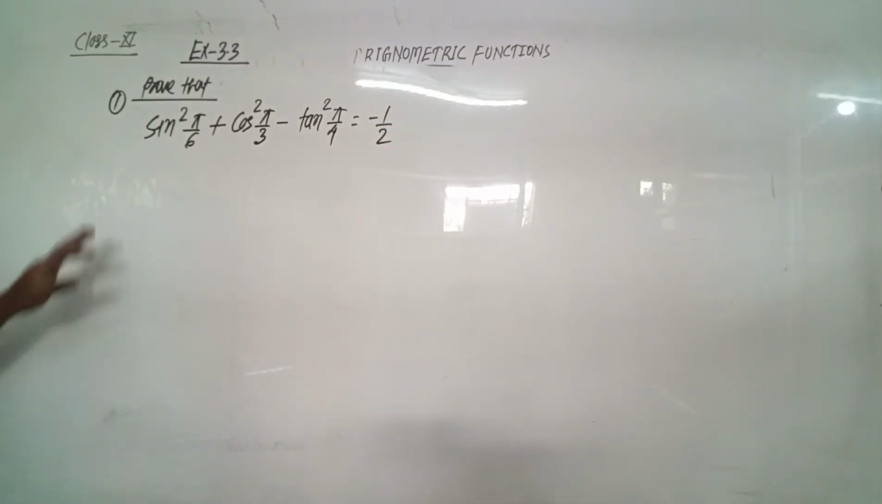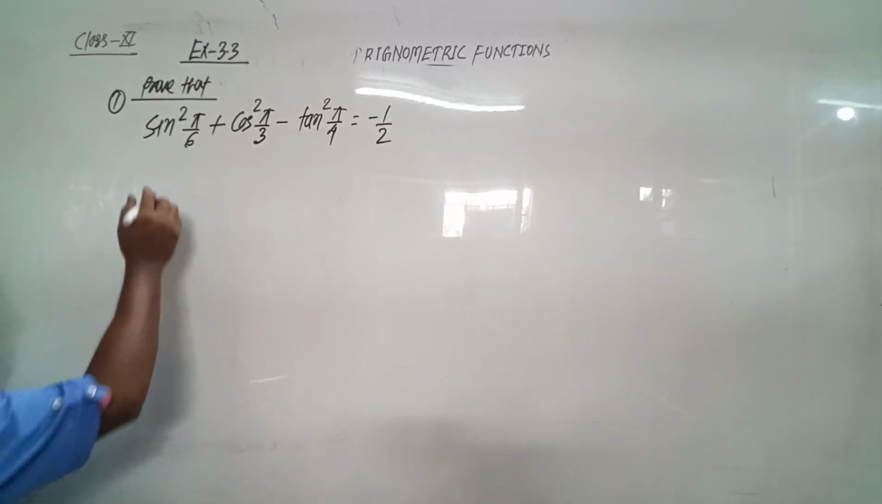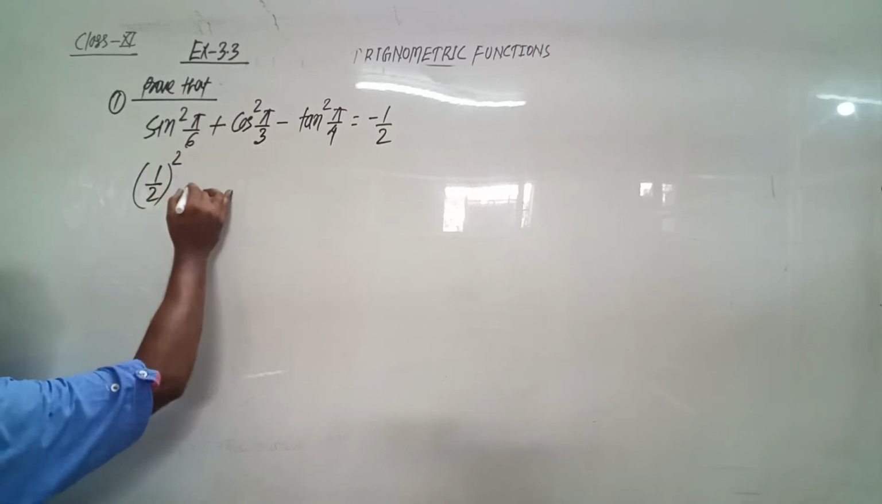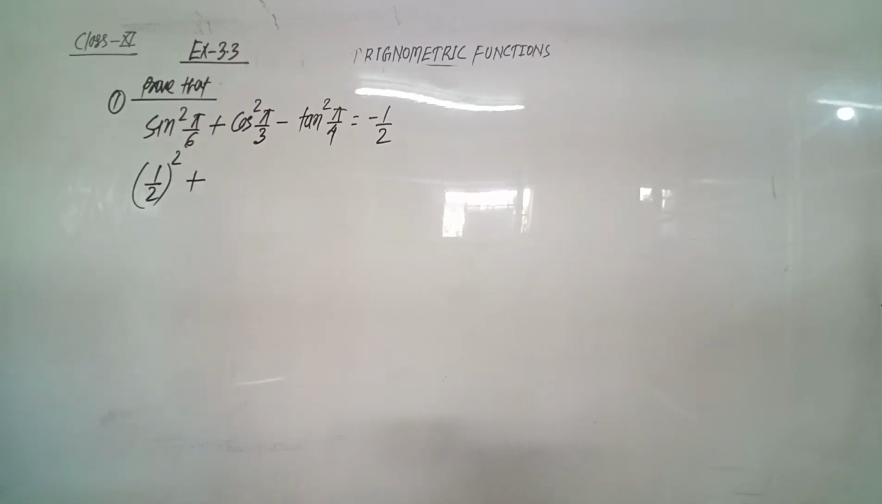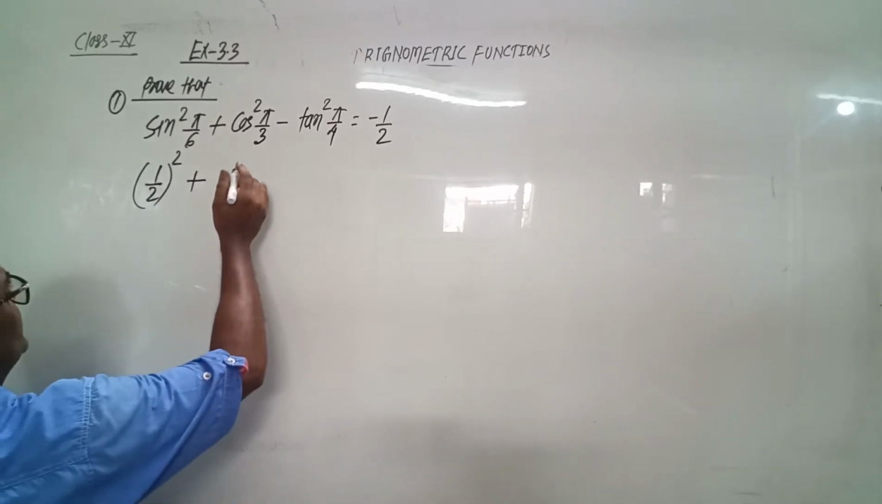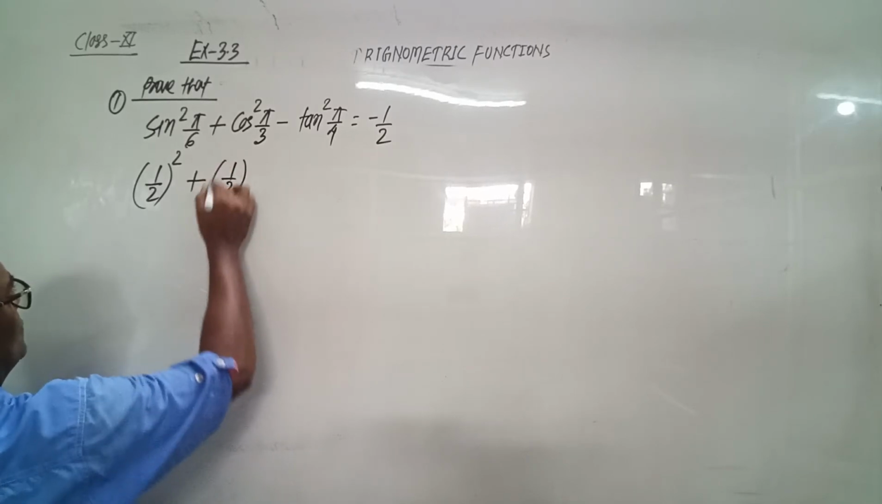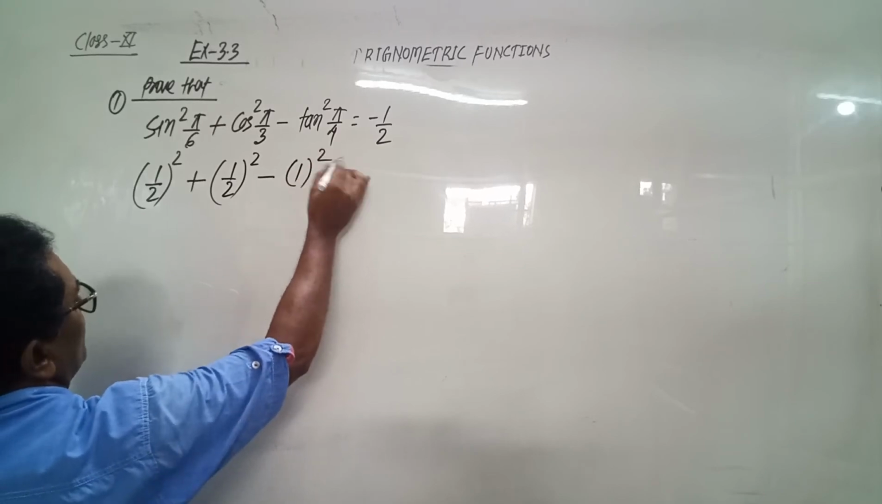So sin pi by 6 means sin 30 degree, and the value of sin 30 is 1 by 2. So 1 by 2 the whole square. Cos pi by 3 means cos 60 degree. The value of cos 60 degree is also 1 by 2. So 1 by 2 the whole square. And tan pi by 4 is 1. So 1 the whole square.